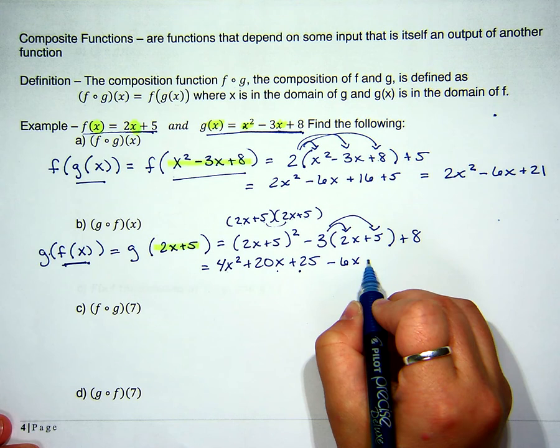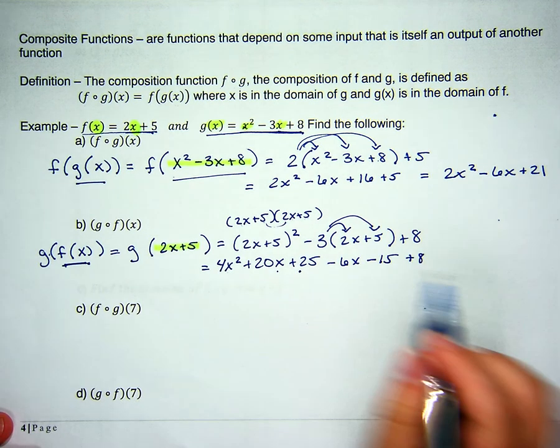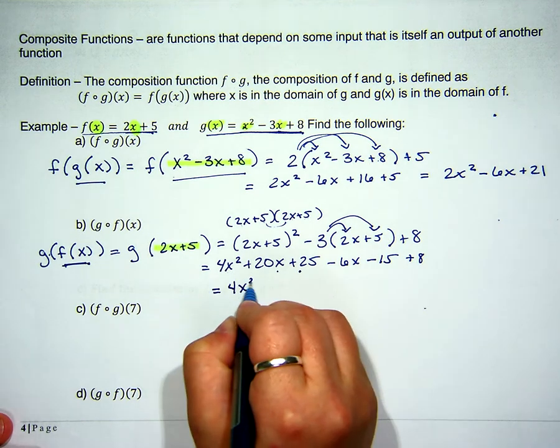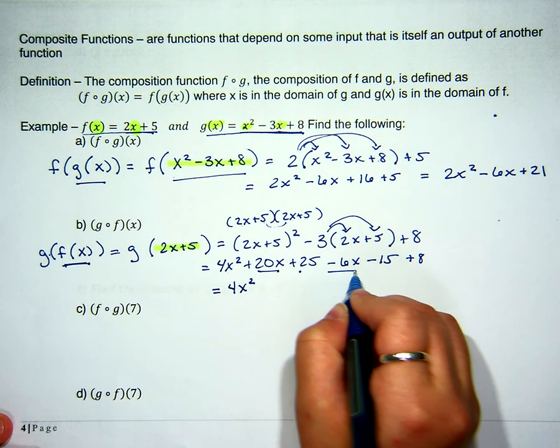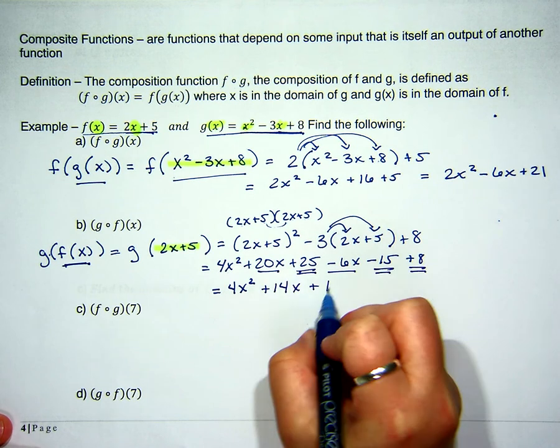Simply combine your like terms. I have 4x squared. 20x is like with negative 6x, which will get you 14x. 25 is like with negative 15 and positive 8. Combining those, we get 18.